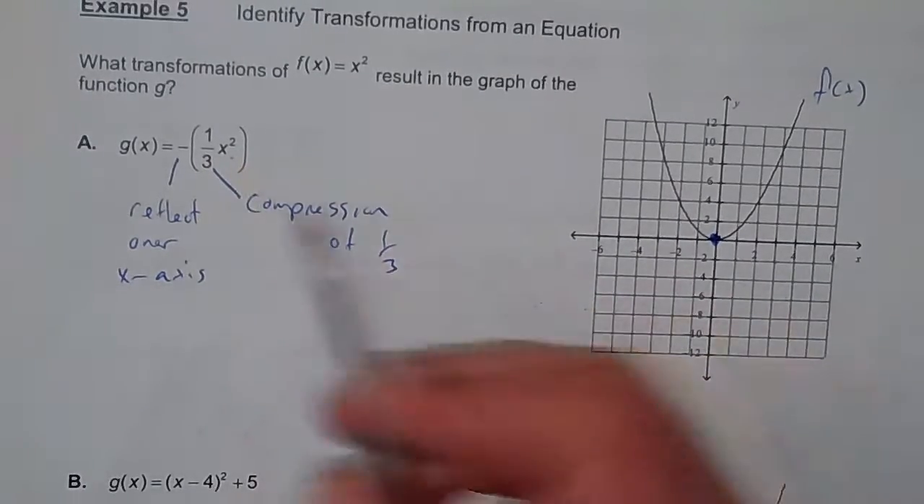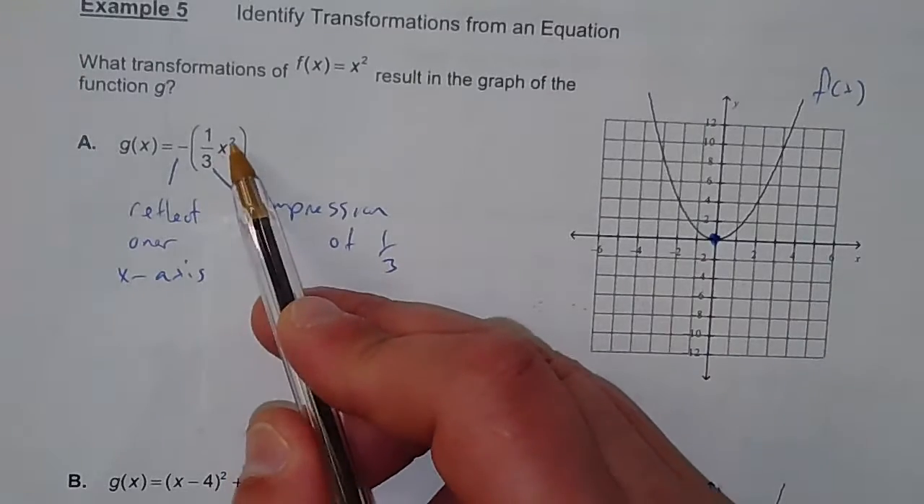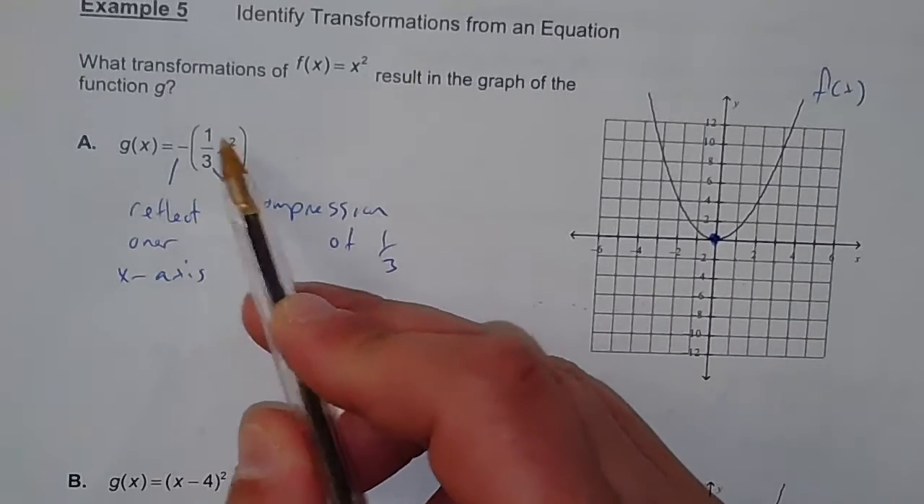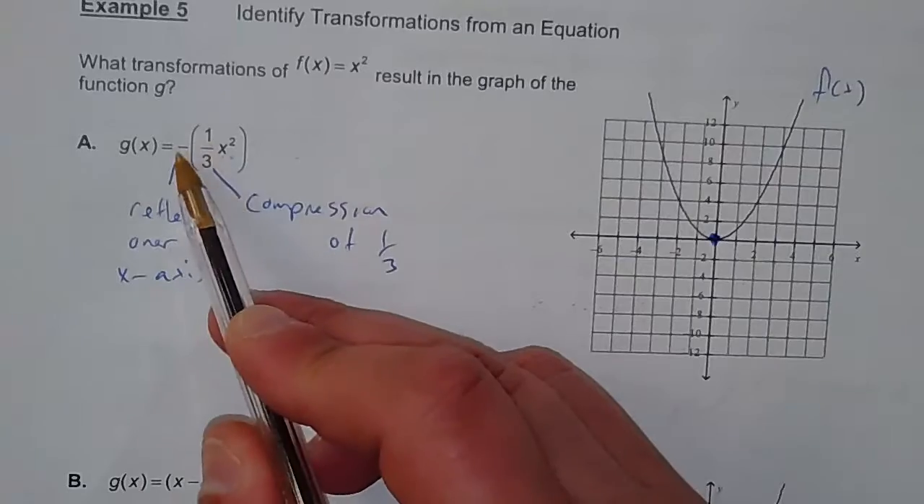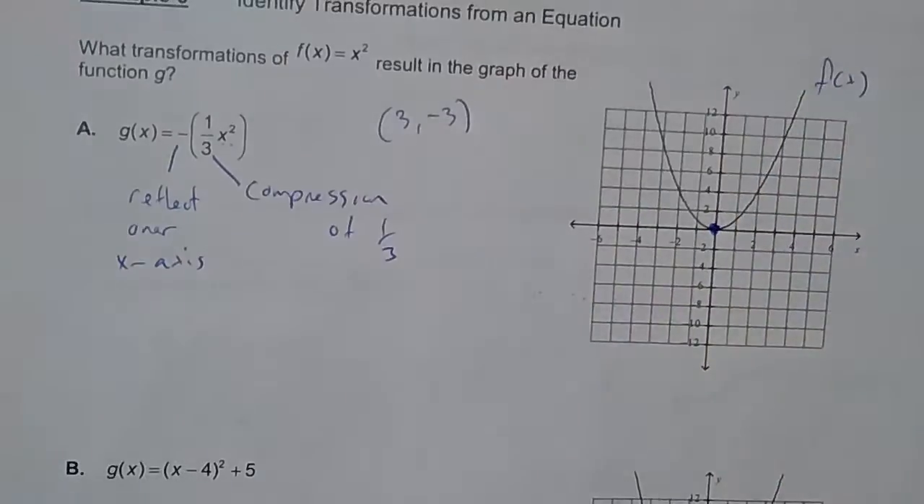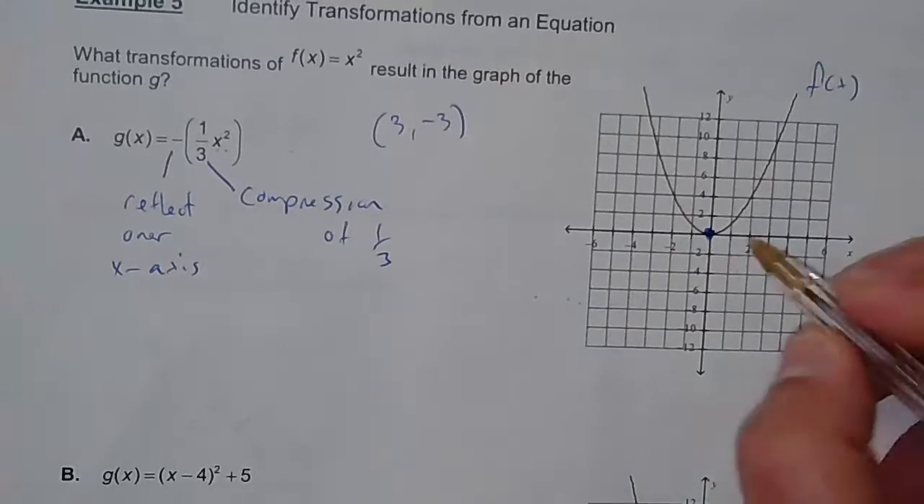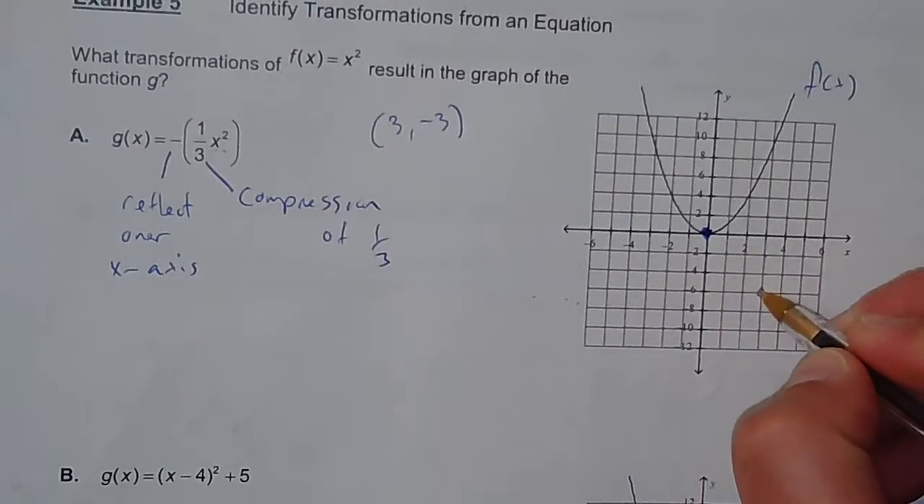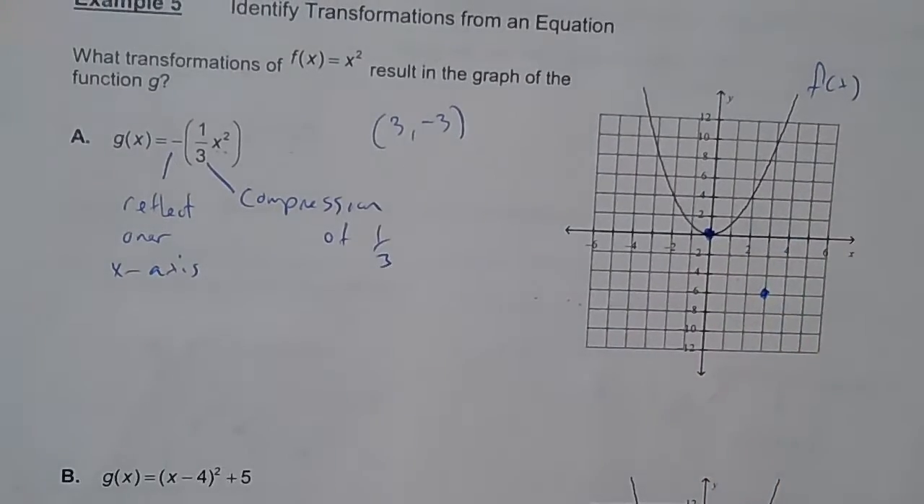So what coordinate would I have if I put a 3 into here? 3 squared would be 9. 9 times 1/3 is 3, and then it just makes it negative. So basically I know that's my point. I'm going to plot the point 3, -3. That way I know for certain I'm getting an accurate point. So all I did there was substitute a number in.